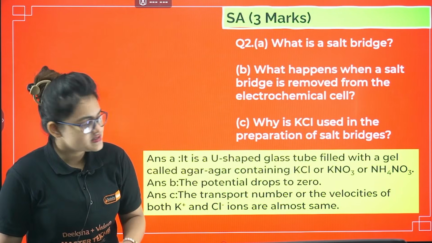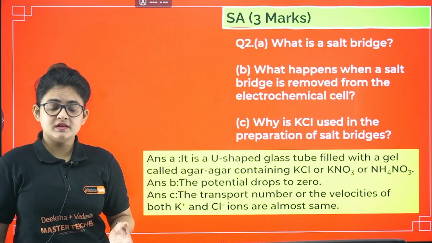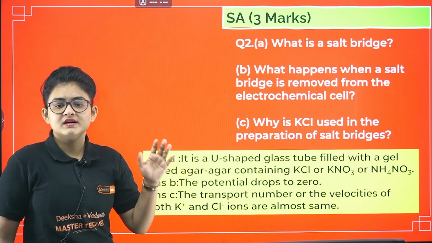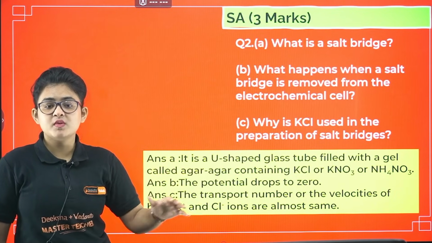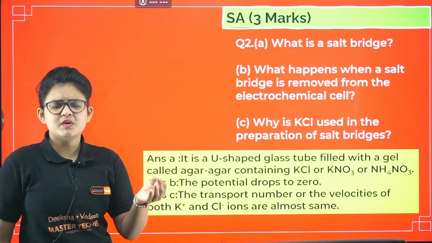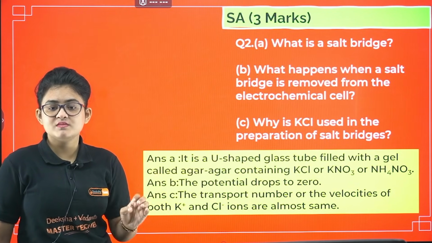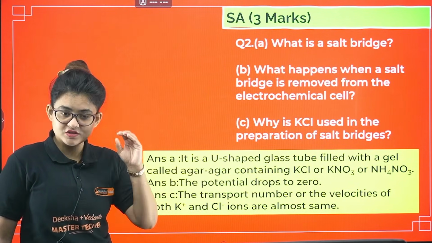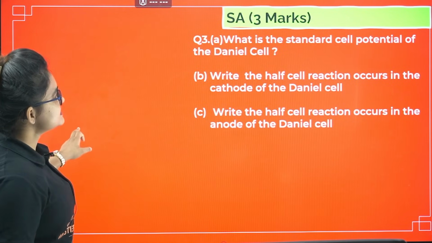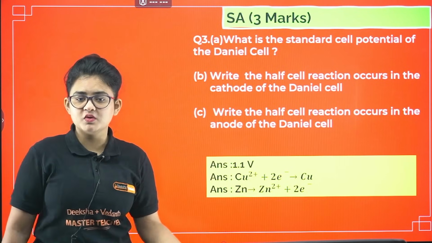Next, why is KCl used? KCl is used because we choose those salts for which the cations and anions have the same type of mobility or the same velocity, or sometimes we call it transport number. They have almost the same transport number. That's the reason we choose this type of salts. Let's proceed. What is the standard cell potential of a Daniell cell? That is definitely 1.1 volt.